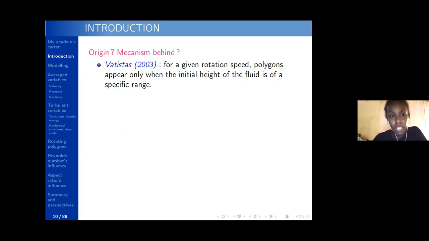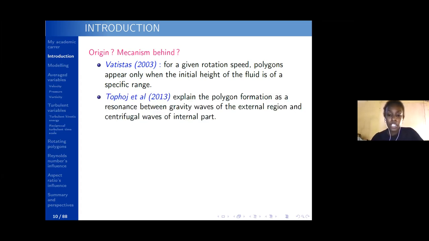During the last 2 decades, scientists have investigated the origin and the mechanism behind this phenomenon. In 2003, Fatistas showed that for a given rotation speed of the bottom, polygons appear only when the initial height of the fluid is in a specific range. Tofoge et al. in 2013 explained the polygon formation as a resonance between gravity waves of the external region of the flow and centrifugal waves of the internal part.